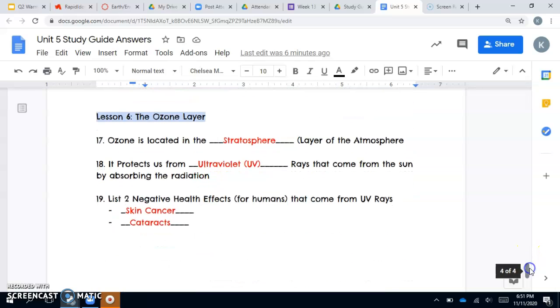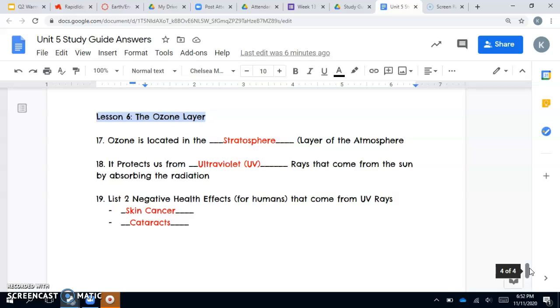And then finally, lesson 6 was the ozone layer. This was a pretty short unit. So 17 says the ozone is located in the stratosphere. So we do know that's where the ozone is. 18 says it protects us from what? It protects us from those ultraviolet or UV rays that come from the sun.